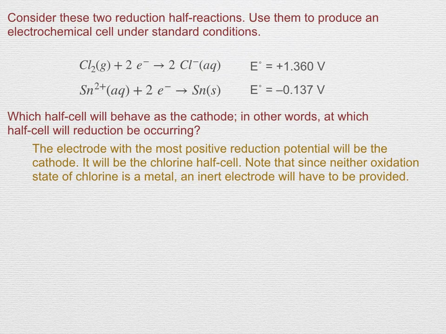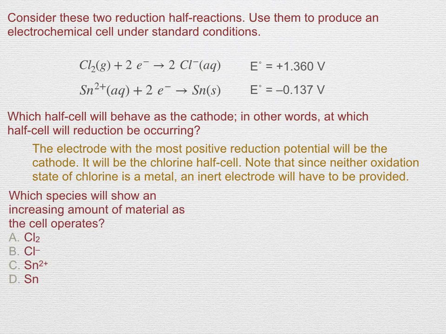We can imagine a platinum electrode, for instance, being used to make the connection to the positive terminal of the voltmeter. Which species will be increasing in the amount of it that is present? A: chlorine, B: chloride, C: Sn2+, or D: tin? Now the chlorine reaction will be proceeding as a reduction, and the tin reaction will be as an oxidation. Therefore, B, chloride, and C, Sn2+, will both be increasing in concentration. The chlorine gas and the tin solid will both be decreasing.